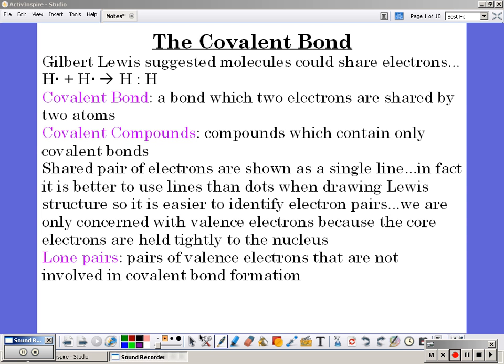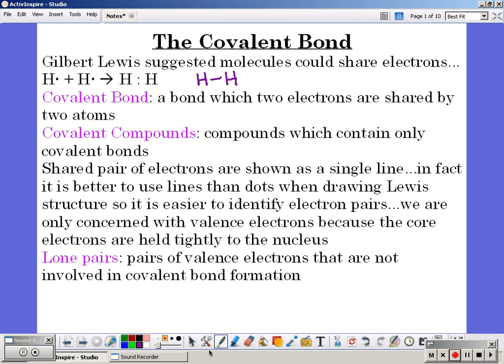A shared pair of electrons is usually shown as a single line. So instead of drawing dots, we would just draw a line to show that those are being shared between the two hydrogen atoms. In fact, it's better to use lines than dots when drawing Lewis structures, so it's easier to identify the electron pairs. We're only concerned with the valence electrons because the core electrons are held too tightly to the nucleus to be shared.